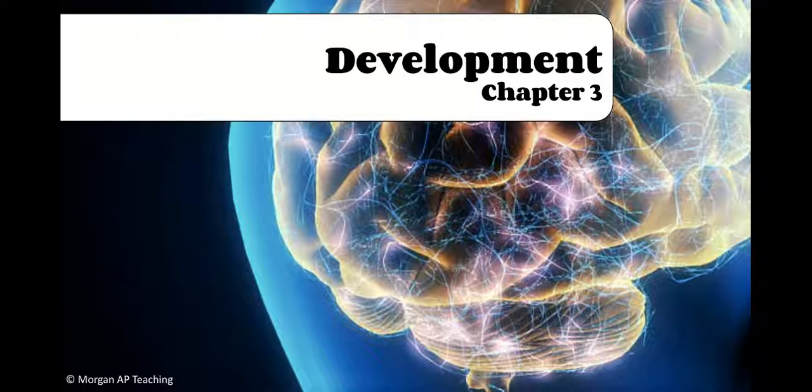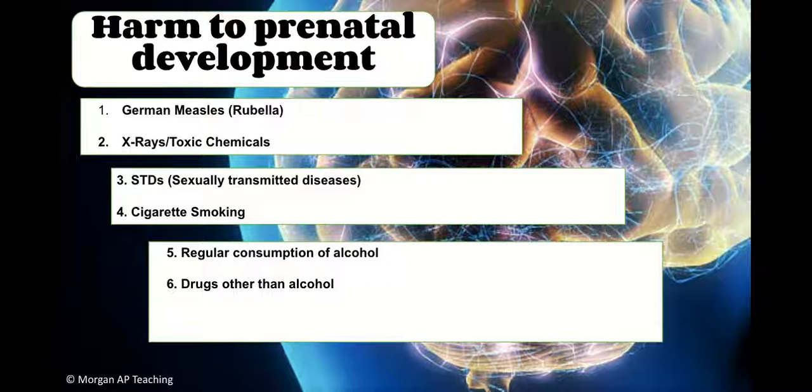All right, this is development chapter 3, the notes for this, and we're going to be talking about how humans develop from before they're born all the way through death. So go ahead and take the title card down now. And we'll start with prenatal development.